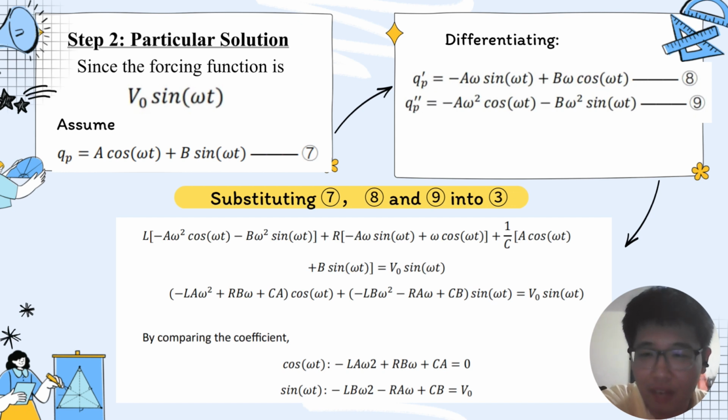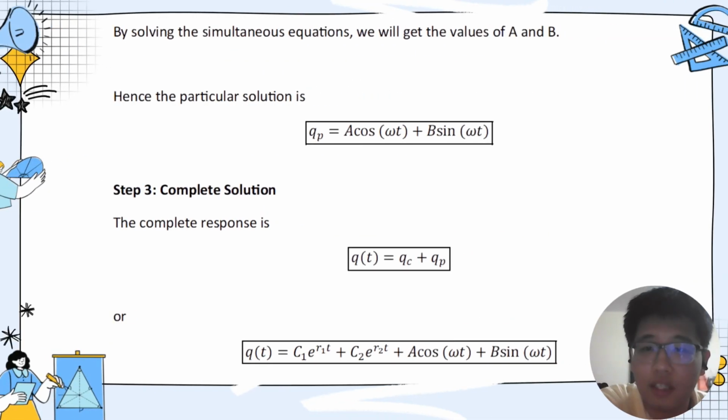By comparing the coefficients, for cos ωt, negative LAω² plus RBω plus CA is equal to 0. For sin ωt, negative LBω² minus RAω plus CB is equal to V0. By solving the simultaneous equations, we can get the values of A and B. Hence, the particular solution is Qp equals A cos ωt plus B sin ωt.